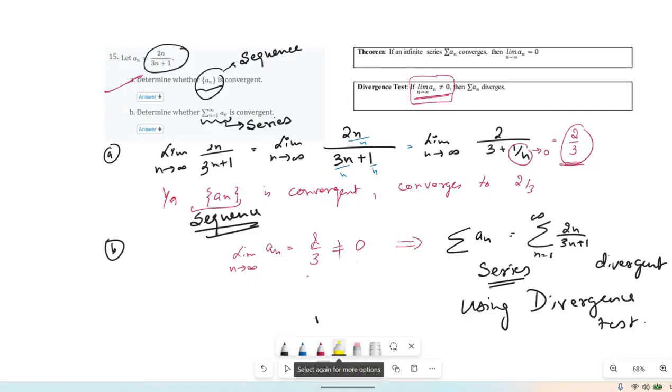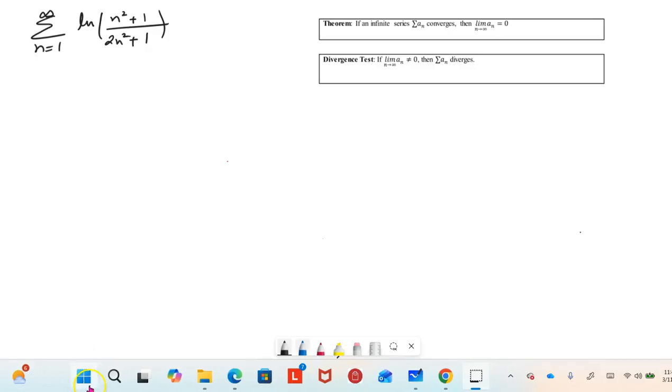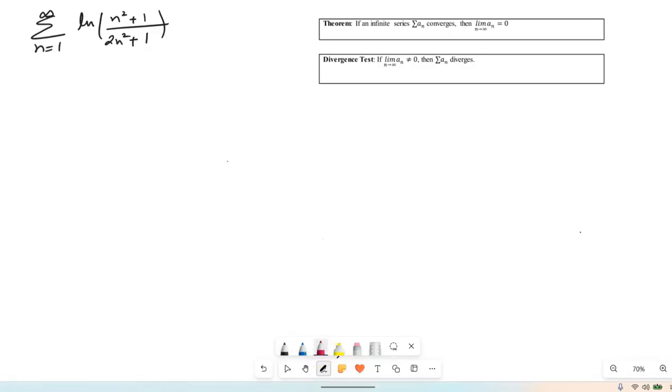Where is the divergence test? The divergence test is if the limit of the nth term of the sequence is non-zero, then that series, if you write the same sequence in the form of a series, right, you add all the general terms with n from 1 to infinity, that has to be divergent. This is the main usage of the divergence test. Let's do another example of this.